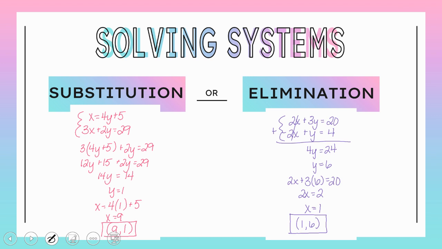So substitution is when you are substituting. You're taking one variable and you're substituting in for the other. So you can see here that I have an equation that is x equals 4y plus 5. I've taken that and I've substituted it into the second equation for the x. And then I go through and I solve and I get a value for y. Once we have y, we do a method that's called back substitution.